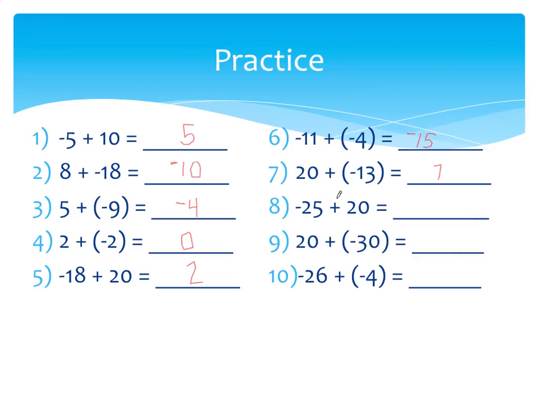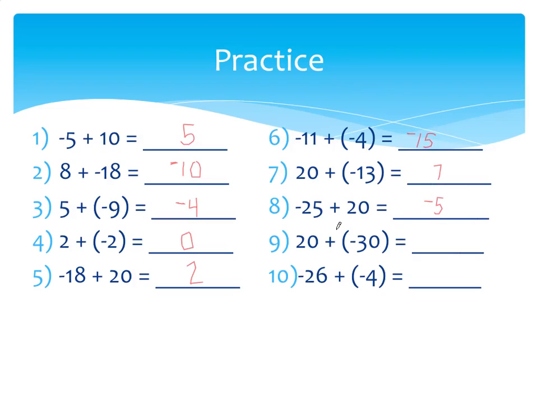All right, and then number 8, negative 25 plus 20. Are the signs the same? Answer is no, they're not the same. So I'm going to find the difference. 25 minus 20 is 5. Since 25 was my larger number and it had a negative sign with it, my answer has a negative sign.